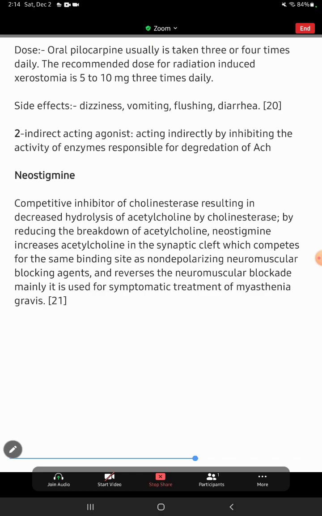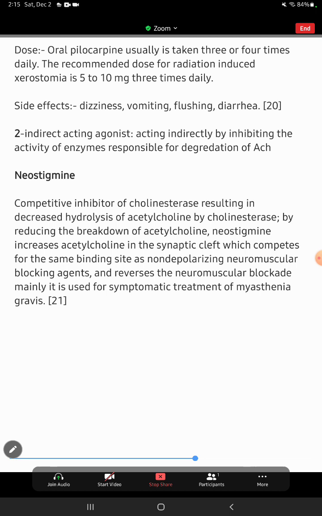The dose of oral pilocarpine is usually taken 3 to 4 times daily. The recommended dose for radiation-induced xerostomia is 5 to 10 mg 3 times daily. So it is basically taken 3 times in a day. Side effects: dizziness, vomiting, flushing, and diarrhea.